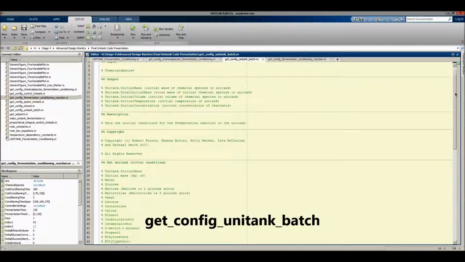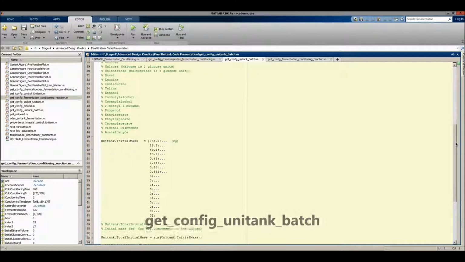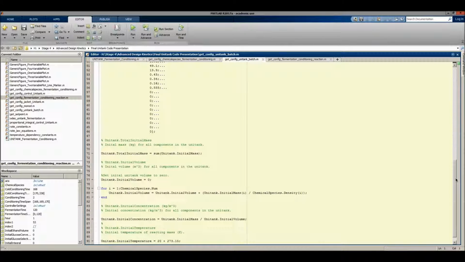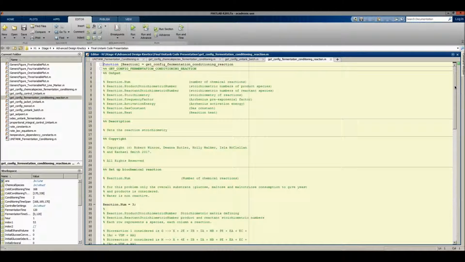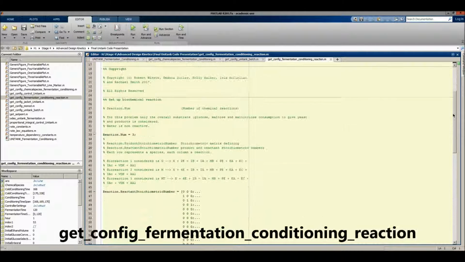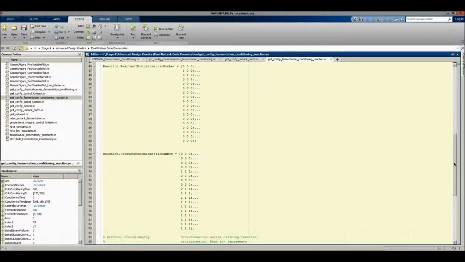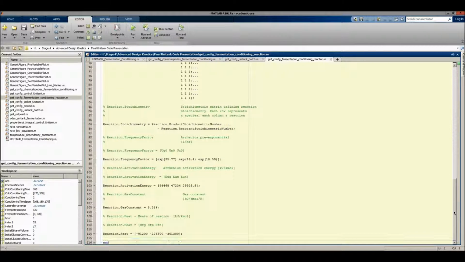The second function, called unitank, gives the initial masses of all species and total initial mass in the reactor. The initial volume is calculated using a for loop to work out the total initial volume in the reactor. The initial concentration is calculated at an initial temperature set at 20 degrees. The next function is the reaction, which sets the parameters for the 3 main reactions in the reactor.